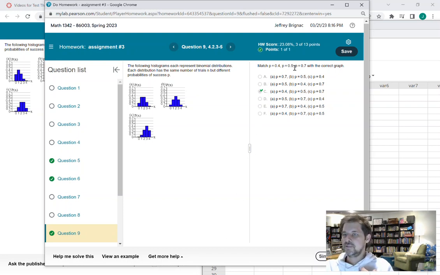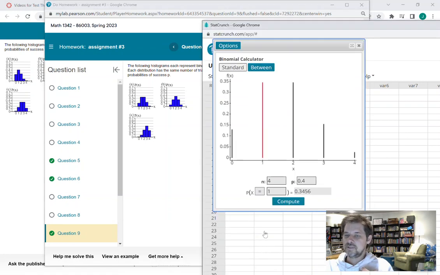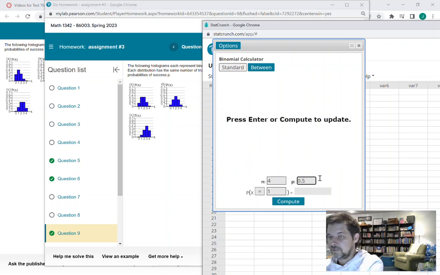Let's put in the other one. Let's put in 0.5. Okay, so which one has p being 0.5? Let's do the same thing. Number of trials is still 4. I just need to change this to 0.5. And then I could let x equal 1.